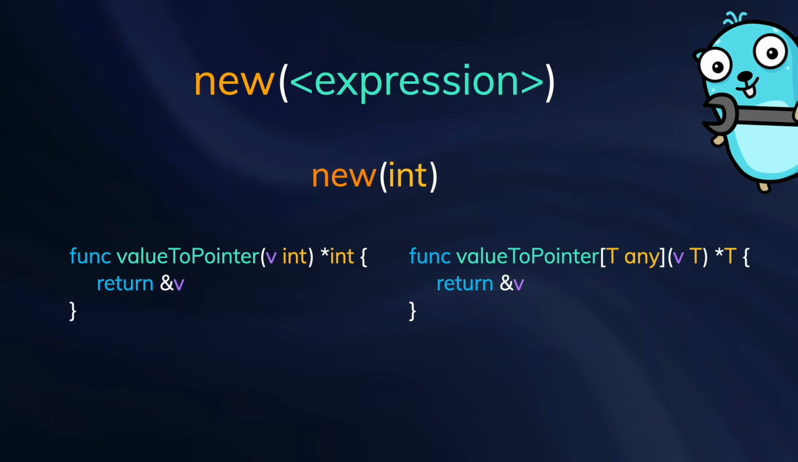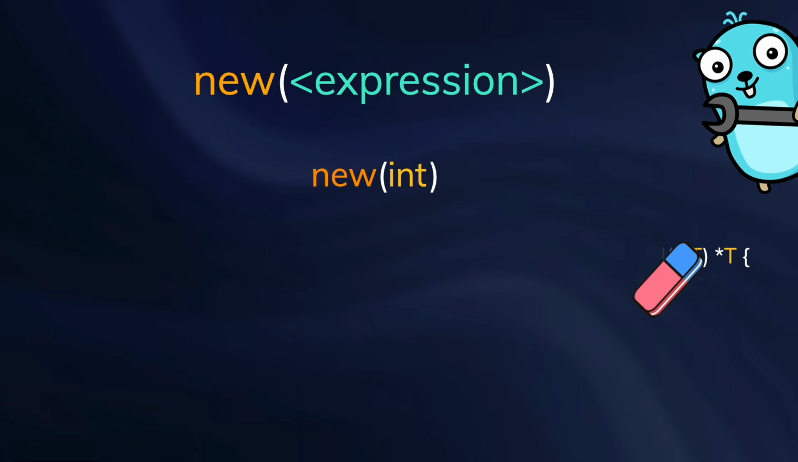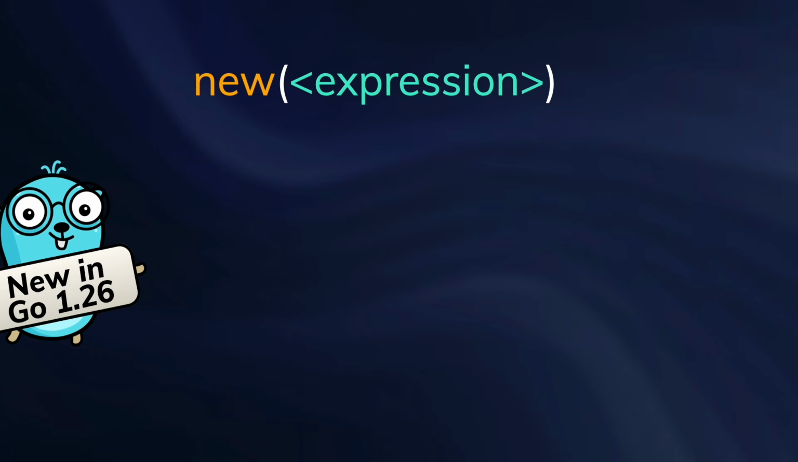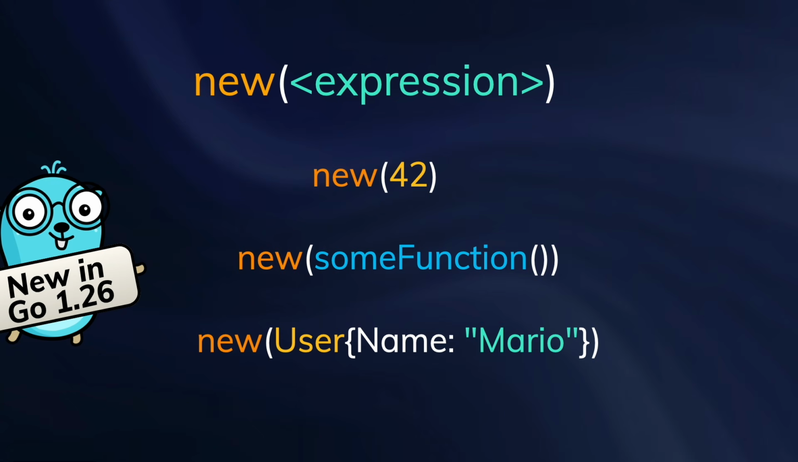Something like this was common in many codebases, even using generics. With Go 1.26, you no longer need that helper. You can write new 42 and it will instantiate a pointer to an integer with a 42 value. The type itself is inferred from the expression.